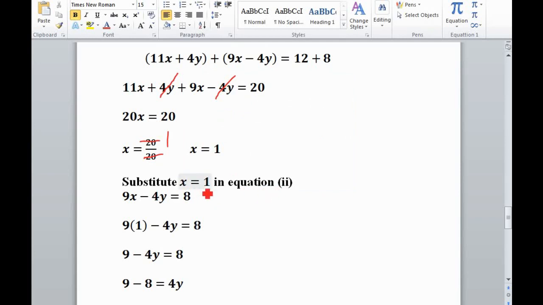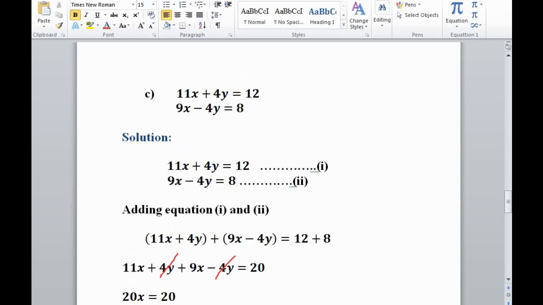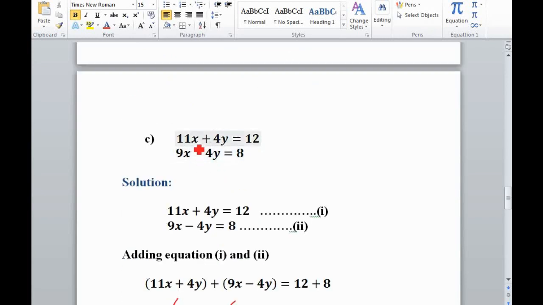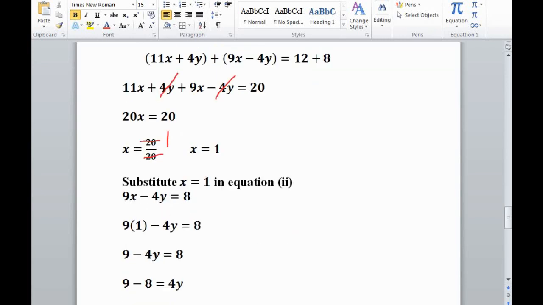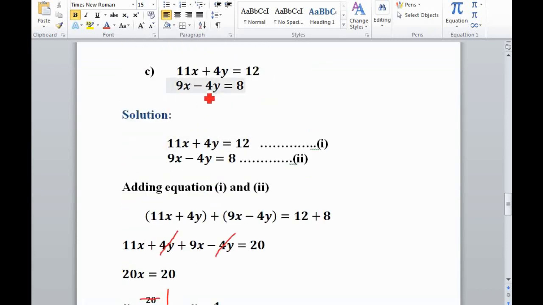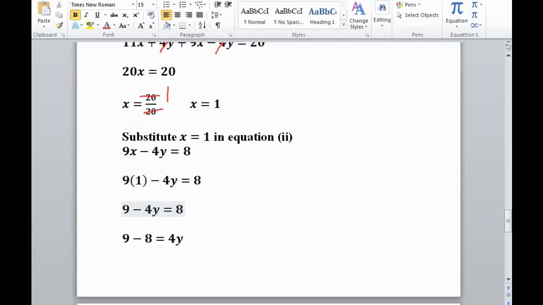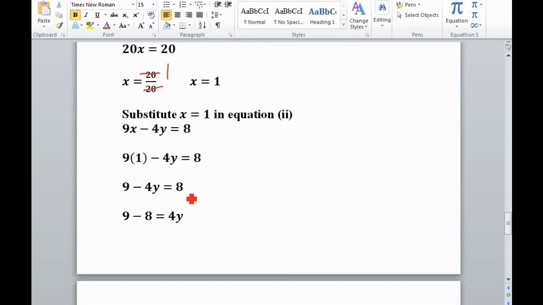Now this time I'm going to put this value of x in equation number 2, because we will be getting the same value from equation 1 and 2. So equation 2 is 9x minus 4y equals 8. First I will write this equation, and now I am putting the value of x as 1 in this equation. So this equation becomes 9 multiplied by 1 minus 4y equals 8. Okay, 9 multiplied by 1 equals 9, so 9 minus 4y equals 8.